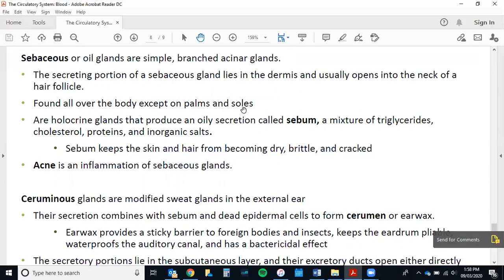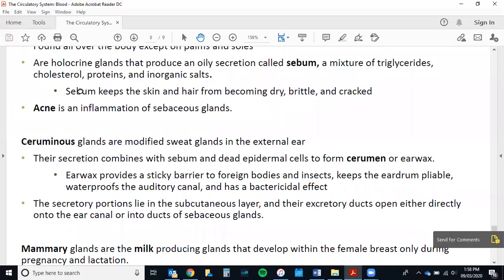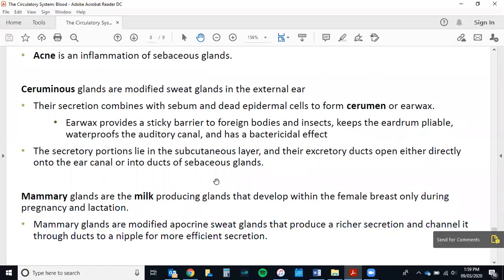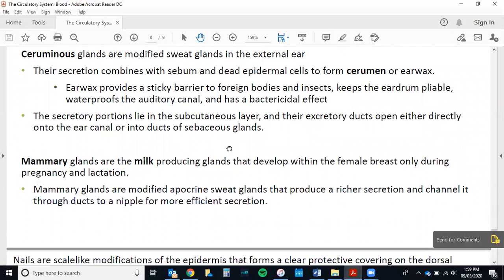It would be harder to walk barefoot or to hold things without them slipping out of our fingers and hands. The oil that they produce is actually called sebum. It's an oily secretion made up of triglycerides, so that's a fat, cholesterol, other fats, proteins, and inorganic salts. The function of it is to keep our skin and hair from becoming dry, brittle, and cracked. Acne is an inflammation of a sebaceous gland. That's what a pimple is.